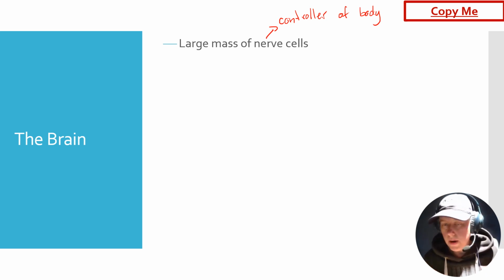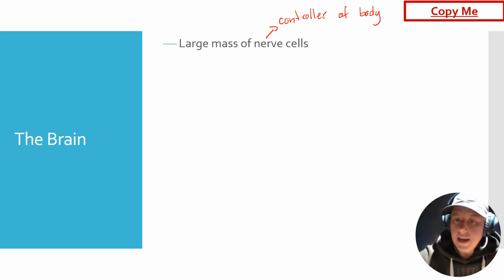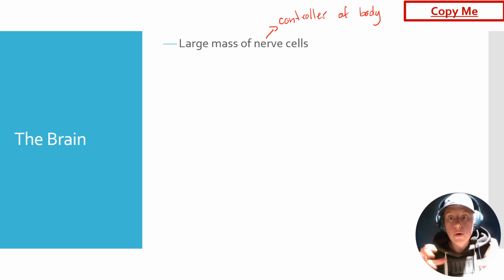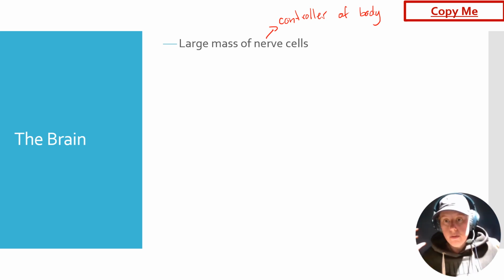Now, because it is the, quote unquote, controller of the body, it needs to be protected. And this is done by the cranium, which is the bone that is specifically tailored to protect and cover the brain. Now, a recap of the types of bones that we have in the body. We have long bones, which are the bones in your limbs. We have short bones, which, as the name suggests, are very short, so you find them in your wrist and in your ankles.